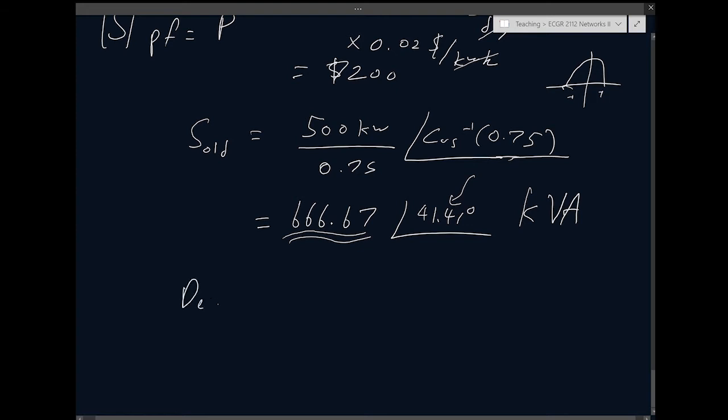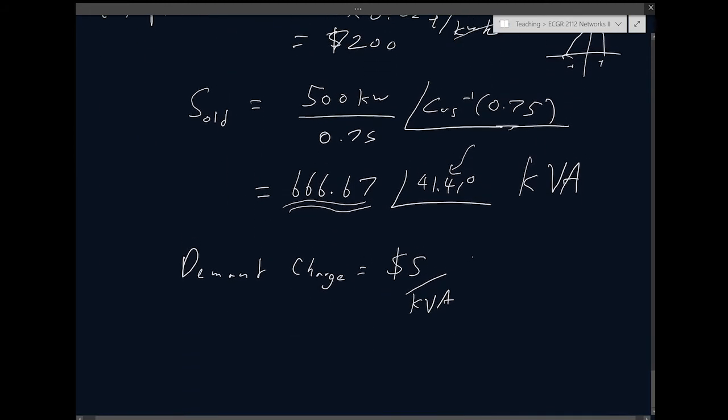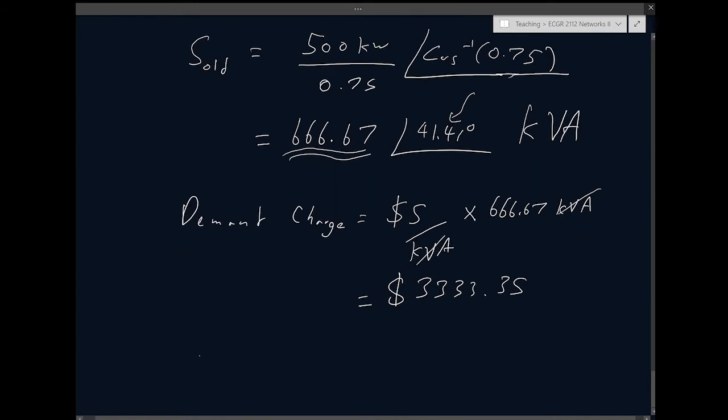So the demand charge in this case that they have to pay because of their bad power factor is going to be $5. What did we say? Per kVA, right? That's what it is. $5 per kVA times 666.67 kVA. So it's going to be 5 times 666.67, which is going to be $3,333.35.